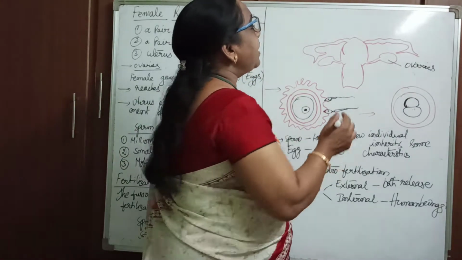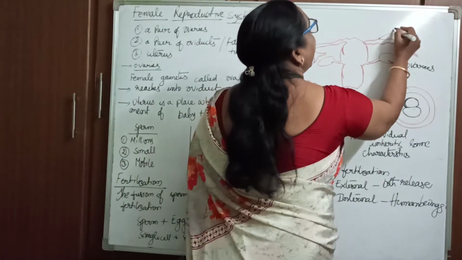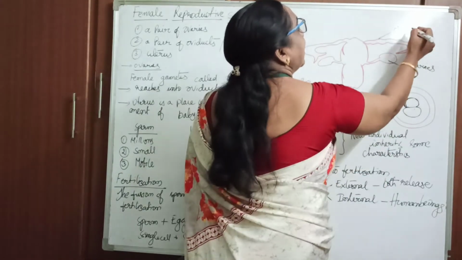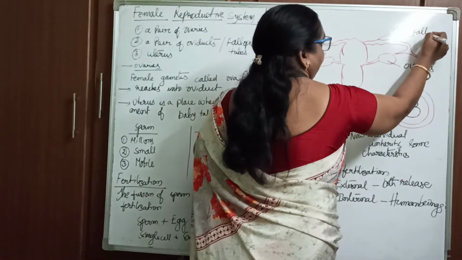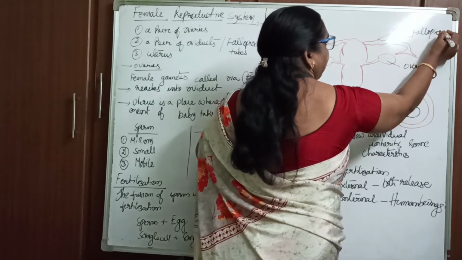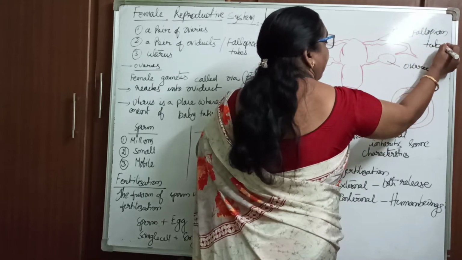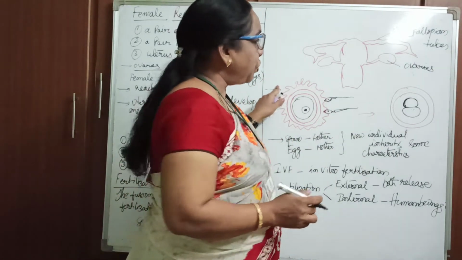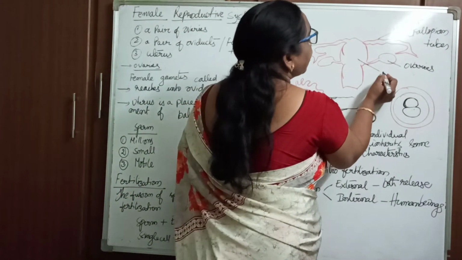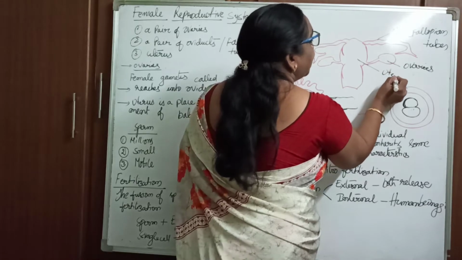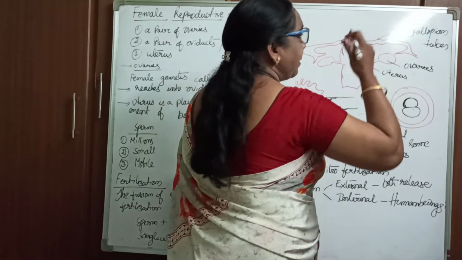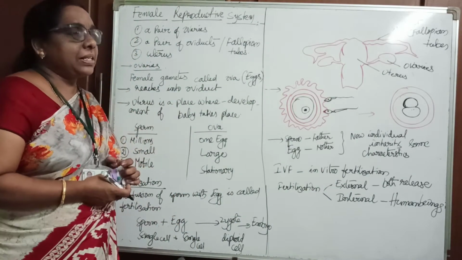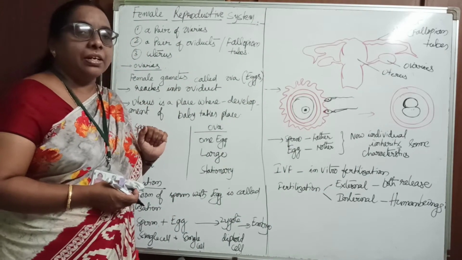The next one is a pair of oviducts. This is called an oviduct, and it is also known as the fallopian tubes. A pair of ovaries, a pair of oviducts called fallopian tubes, and a sac-like structure that is called the uterus. These are the main parts explained in your syllabus, and these parts are given in your syllabus.